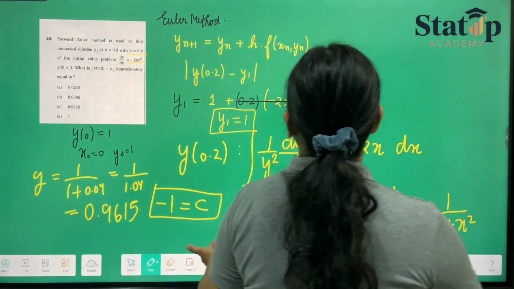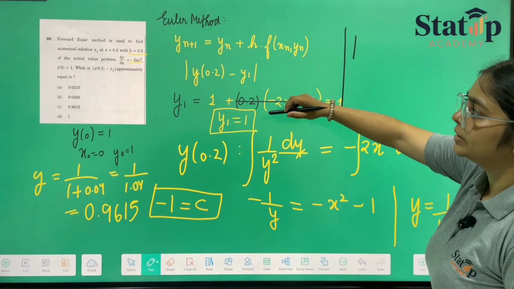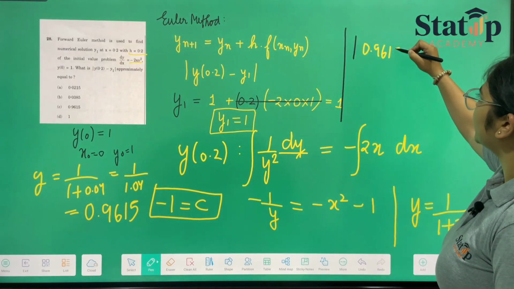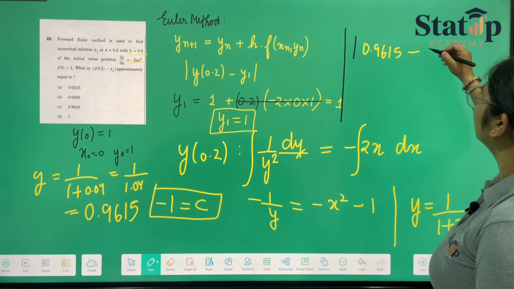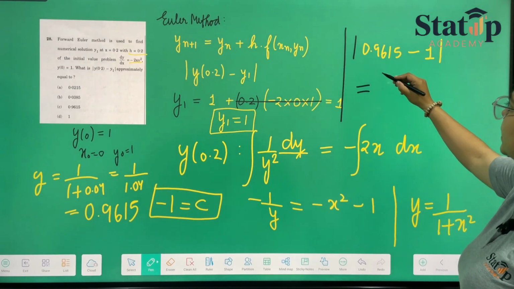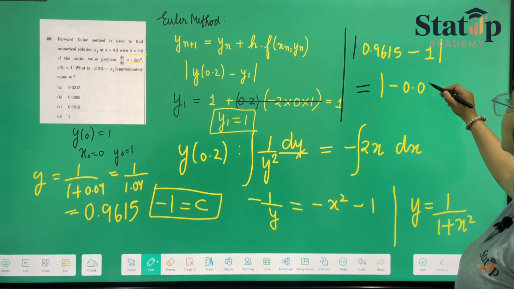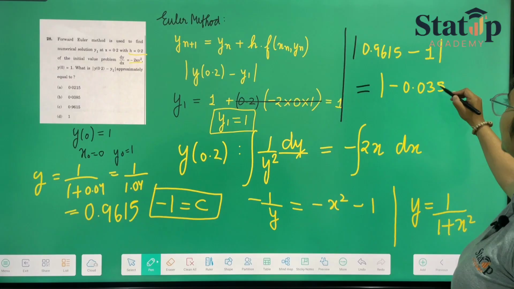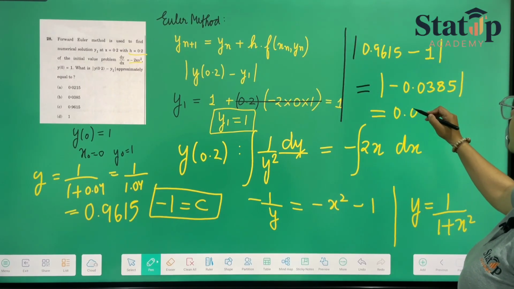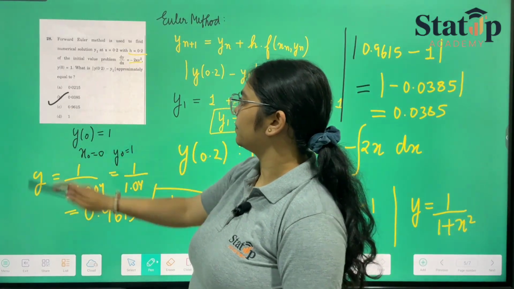Now keeping that value here, modulus of y(0.2), which is 0.9615, minus y1, which is 1. If we subtract them we get minus 0.0385, and outside the modulus it will be 0.0385, which is our option number B.